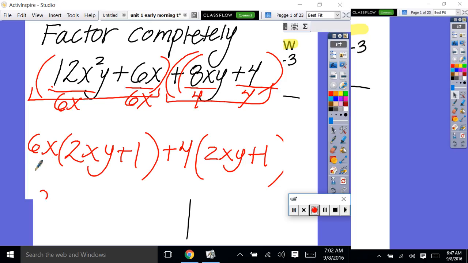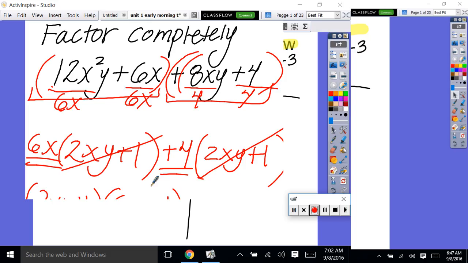Now factor that out, 2xy plus 1. Factor out what's in parentheses, so it divided out once you factor it out, right? Left is 6x plus 4. Everybody comfortable? You know you're done when you have 2 factors.